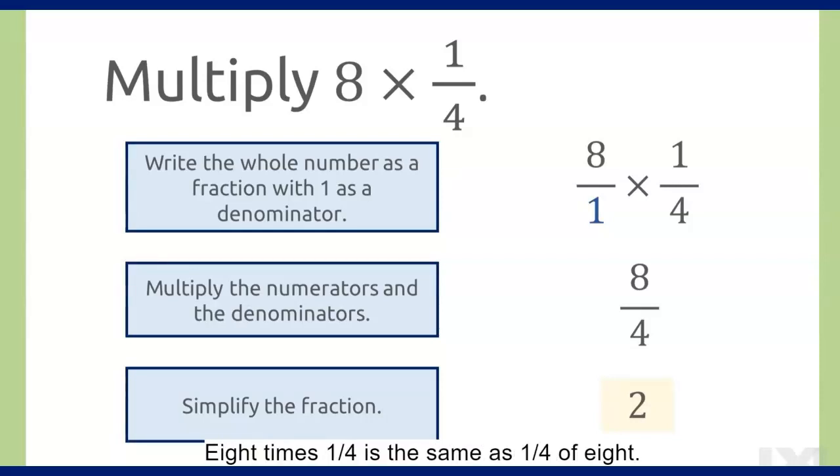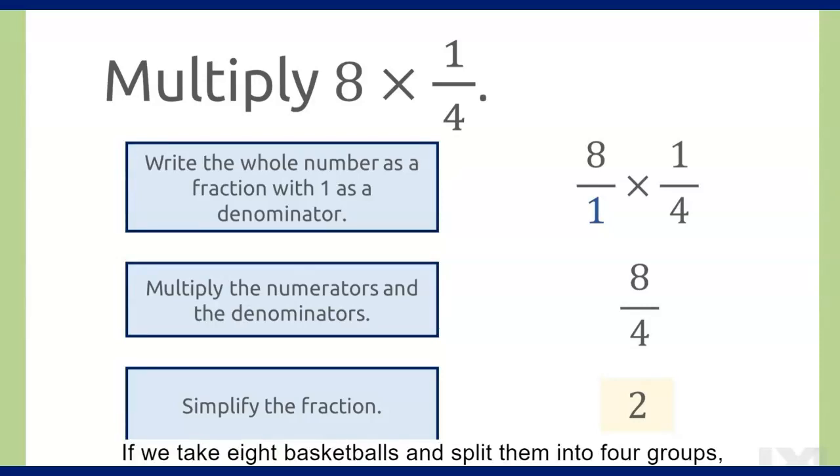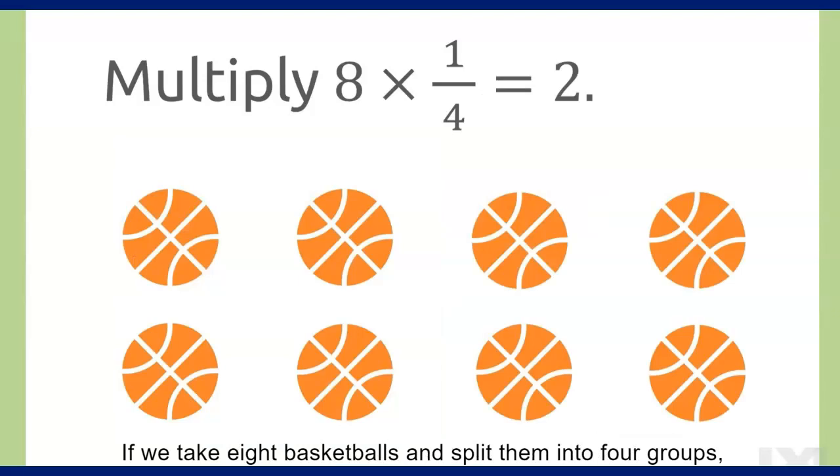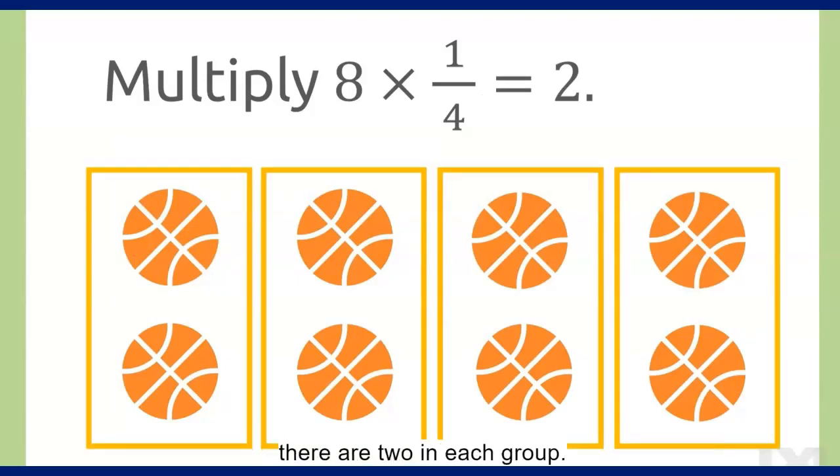8 times 1/4 is the same as 1/4 of 8. If we take 8 basketballs and split them into 4 groups, there are 2 in each group. So 1/4 of 8 is 2. Great. Now let's try some more examples.